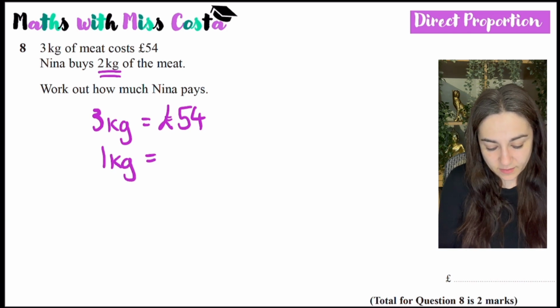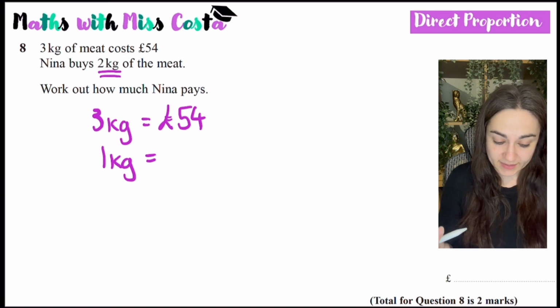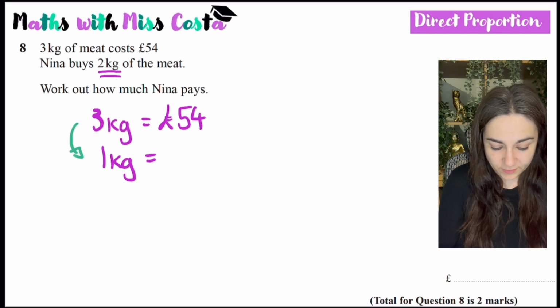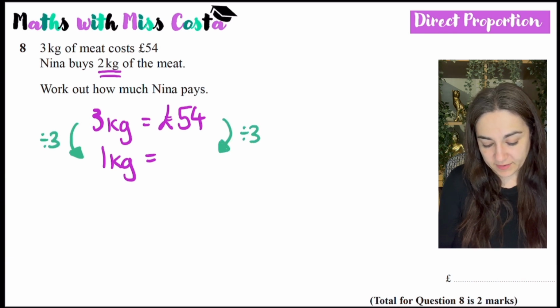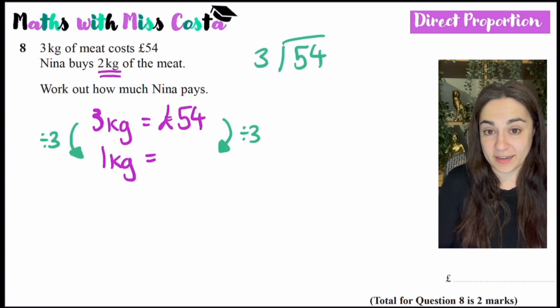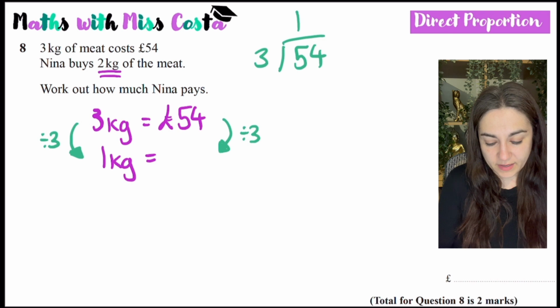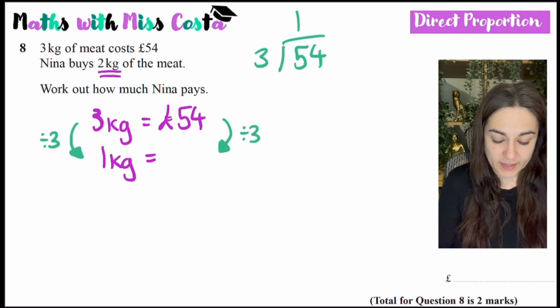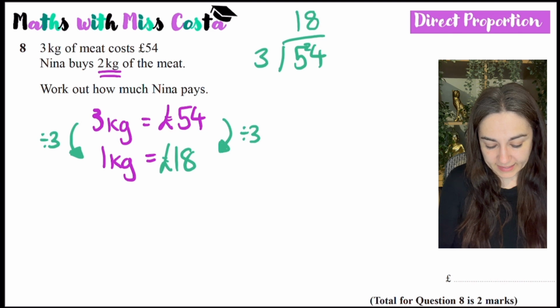I can then use the unitary method just to figure out what one lot of whatever it is costs. So in this case, 1 kilogram. How do I do that? Well, I think to myself, what do I need to divide by to get from 3 to 1? I'm dividing by 3. So I need to do the same to the other side. So I need to do 54 divided by 3. And this is a non-calculator paper, so I can use the bus stop method. So how many 3's go into 5? That's once, remainder 2. And then how many 3's go into 24? That's 8. So 1 kilogram is £18.